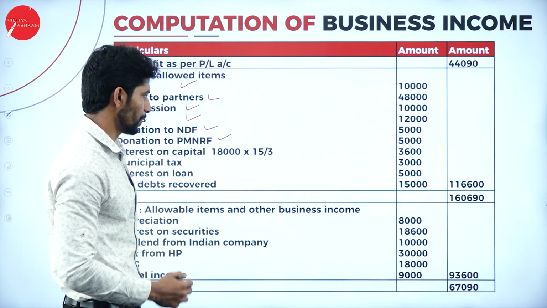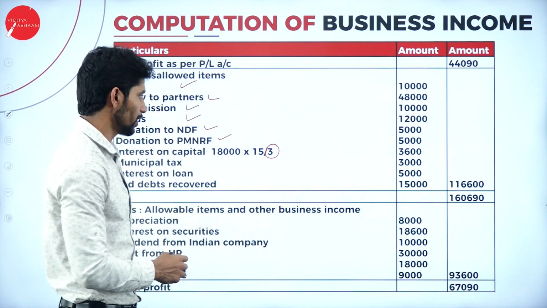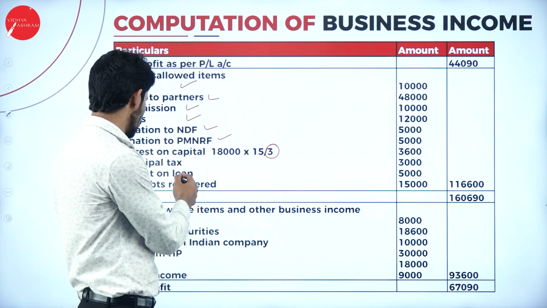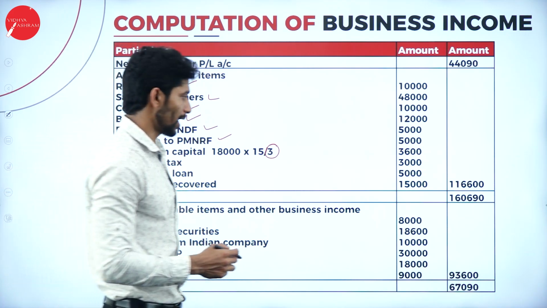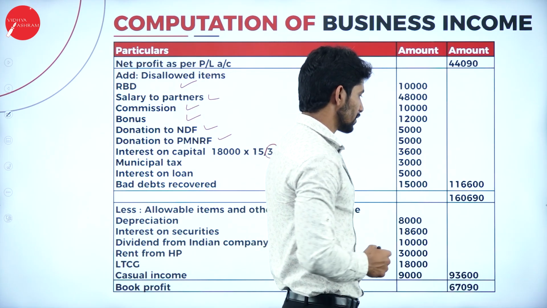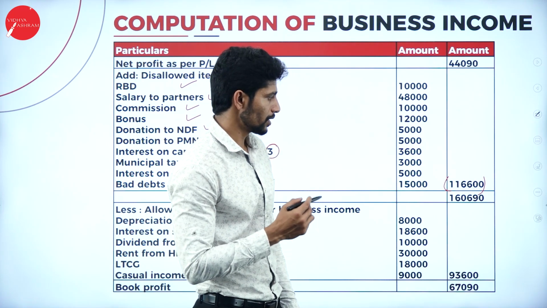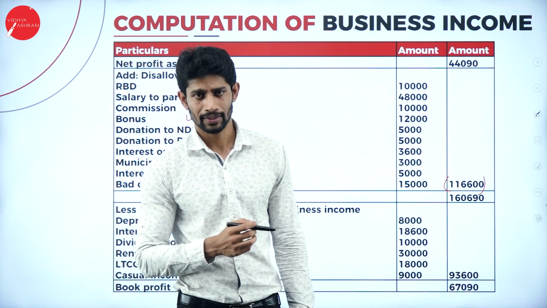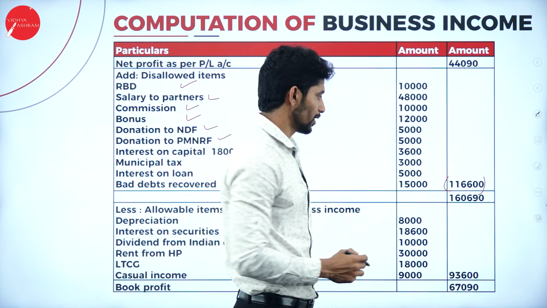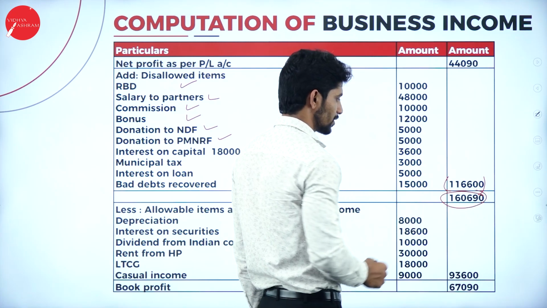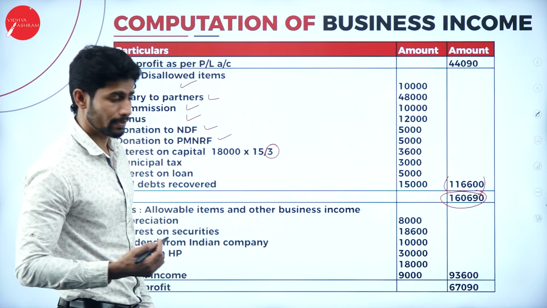Next, interest on capital, that is excess of 15%, you'll get 3%, that is 3,600. Next, municipal tax 3,000, interest on loan 5,000, bad debts recovered. So bad debts recovered is 15,000. So in the outer column, what is the total you will get? The total is 1,16,600. So add this value with 44,090. You will get the total of 1,60,690.